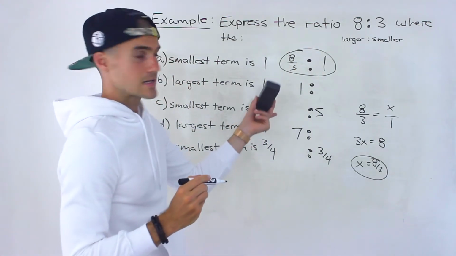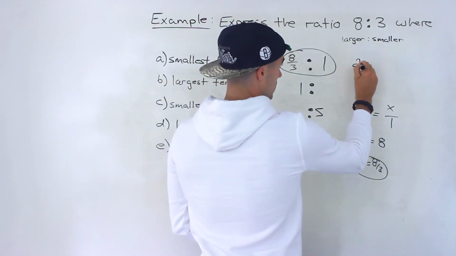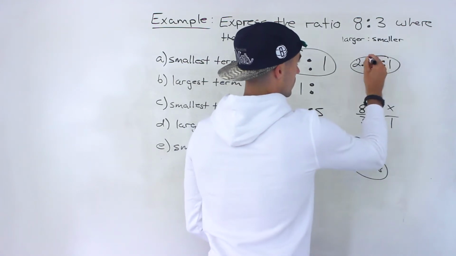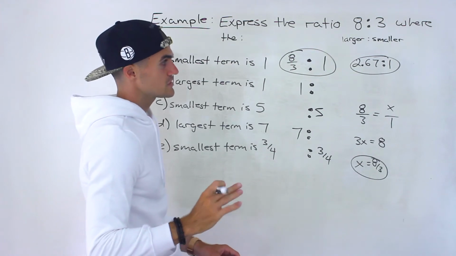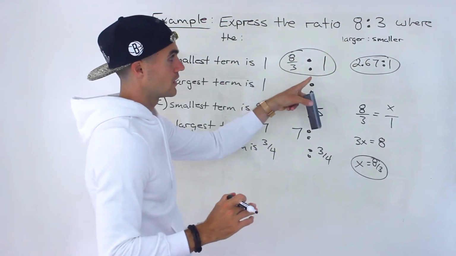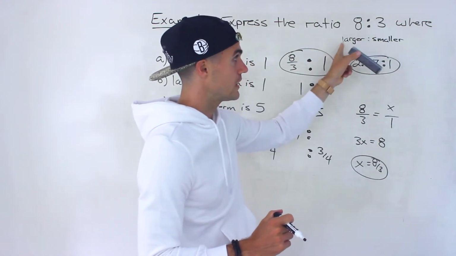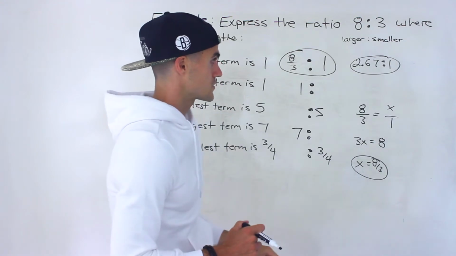And this could also be in decimals. So 8/3 is what, 2.67? Or it could be 2.7 if you round to 1 decimal place. 2.67 to 1, 8/3 to 1, right? Larger to smaller. Now, if it was flipped, then this would be flipped as well.